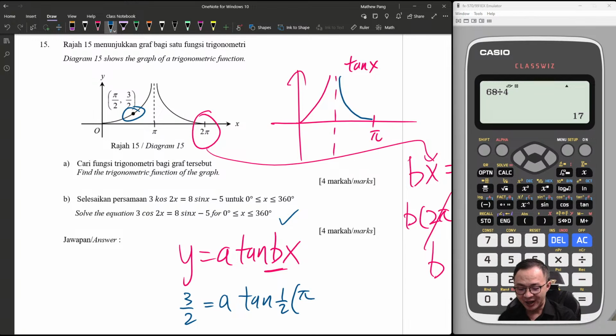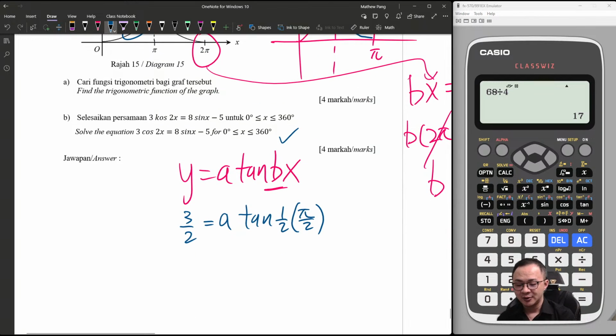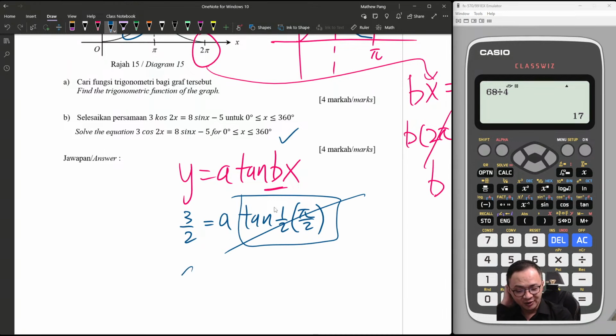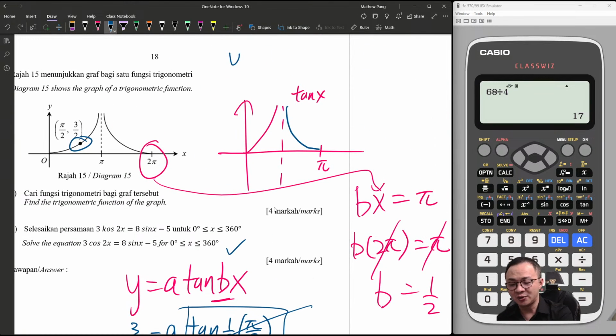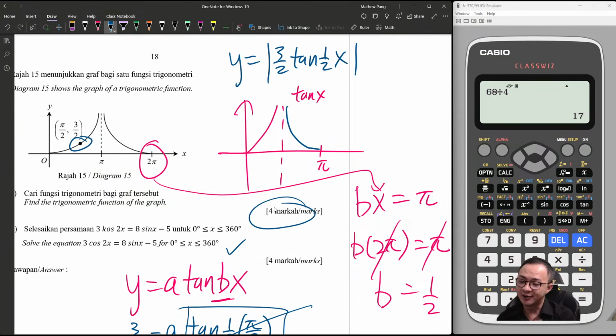So this one is pi over 2. So tangent of pi over 4, typed into the calculator, is 1. So a is 3 over 2. Okay, now I got everything. So y equals modulus of 3 over 2 tangent 1 over 2 x. Done. 4 marks.